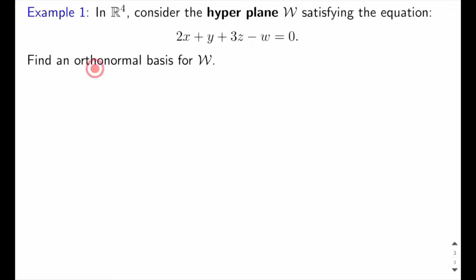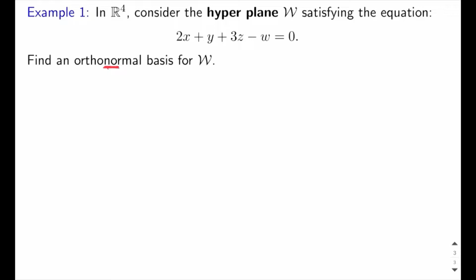Find an orthonormal basis. In order to find an orthonormal basis, we are going to first need an orthogonal basis. Then we just normalize that orthogonal basis to get an orthonormal basis, right? Which means we divide each vector by the length to get the unit vectors. That's very simple. So the hardest part is to construct the orthogonal basis for W.